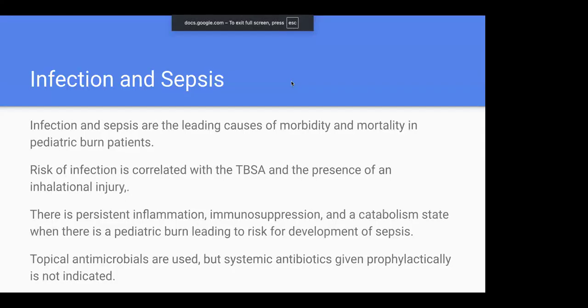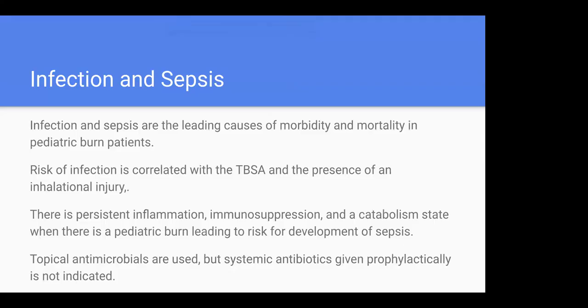All right, are you able to see this? Yes. Okay, I'll go quickly through this. I apologize. We were discussing the risk for infection and sepsis. In burn injury, there's persistent inflammation and immunosuppression, so you have an increased risk for quite a prolonged period of time of developing sepsis. Common bacteria are Staphylococcus aureus, Pseudomonas, amongst others.